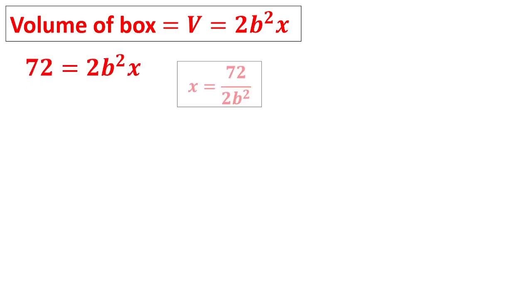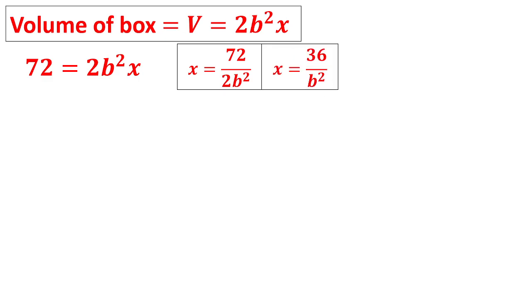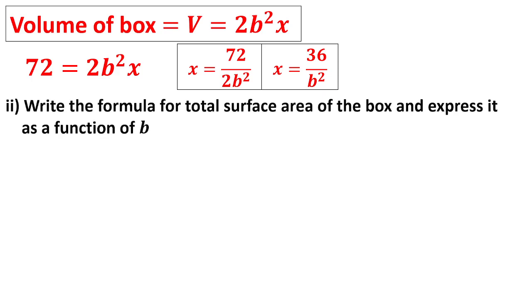Therefore, you have to write that X is equal to what? Because this is asked in question number 1: write X in terms of B. Therefore, X is equal to 36 by B square, or 72 by 2B square. Let us move on to question number 2.